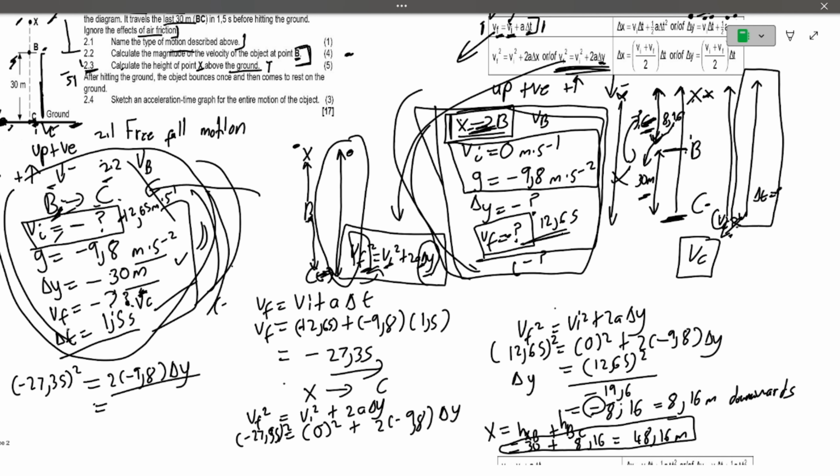Then we divide both sides by 2 into negative 9.8, and then change in y equals this divided by this. Let's see if it will give us the same answer, because physics has many ways to do so. So let's prove the answer, which one is wrong between these two, I'm pressing the calculator, or if they're both right. So I got negative 38.16 meters.